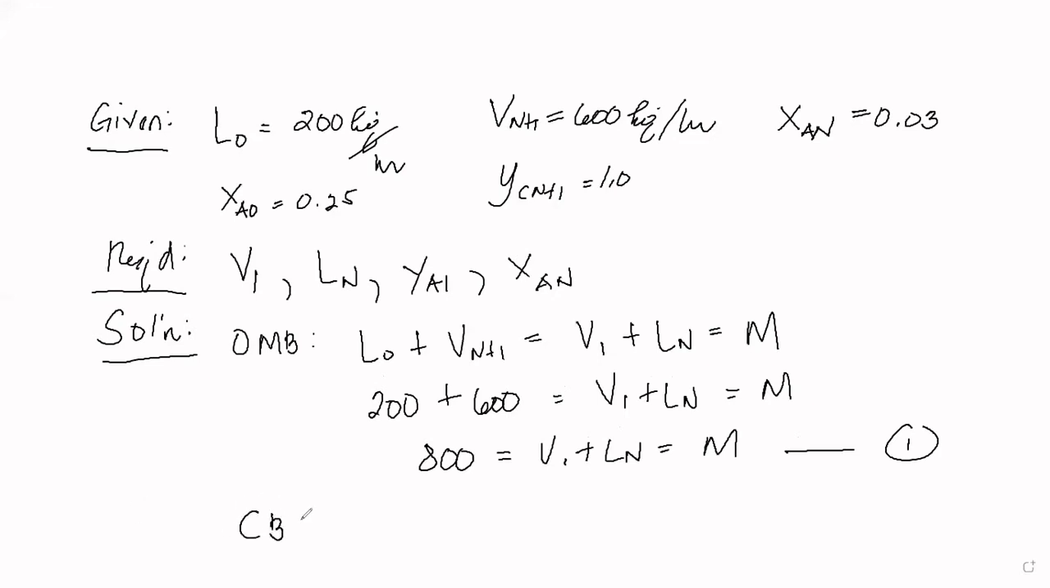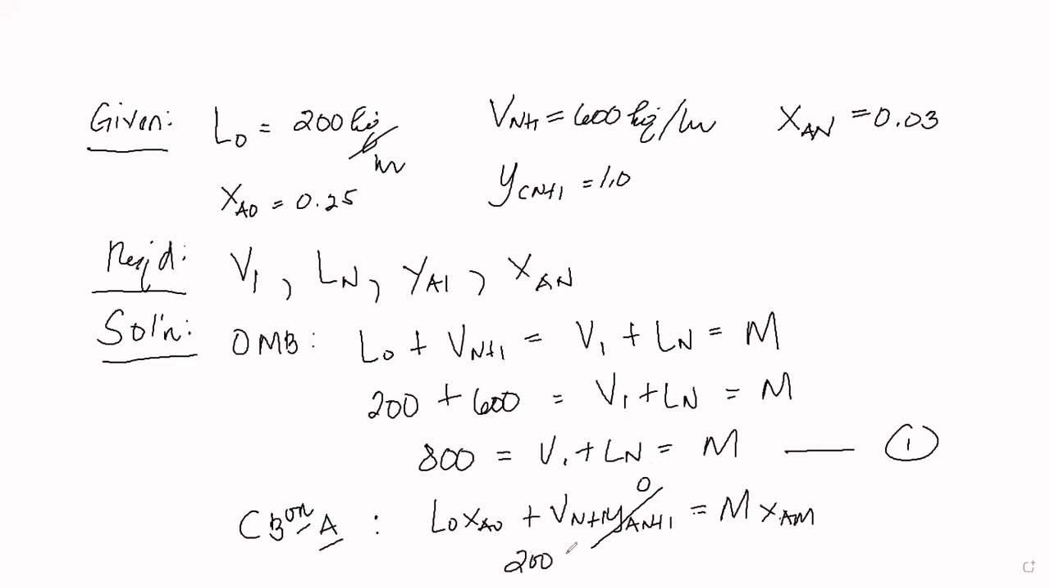If you do a component balance on A, then you will have L0 XA0 plus V sub N plus 1 Y sub A N plus 1 is equal to... we cannot deal with these two because they are all unknowns in the first place. So I will just make use of M, XAM. Now, if I substitute the values given in the problem, we don't have any A in our solvent. It's pure C, so this is 0. Your feed is 200, you multiply it with the weight percent of acetic acid in the feed. You know already that M is 800 from equation 1, and you have XAM. Now from here, you'll be able to find the XAM.